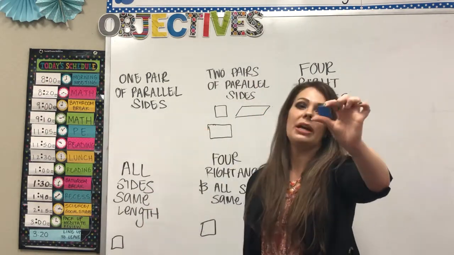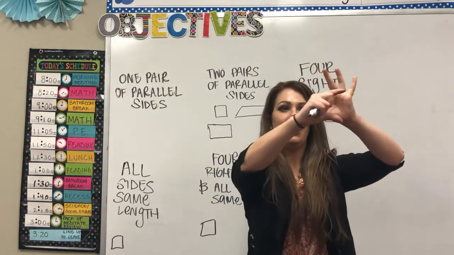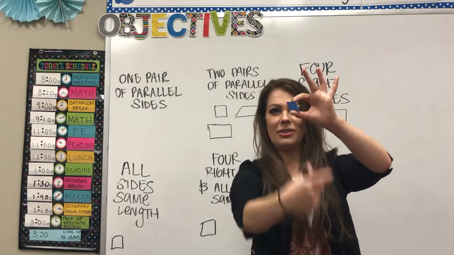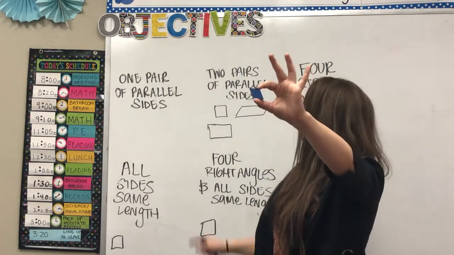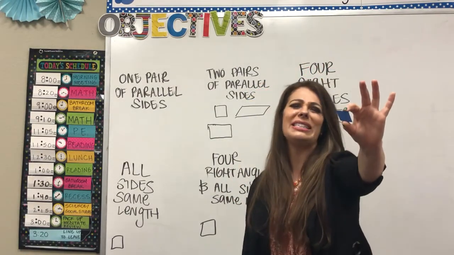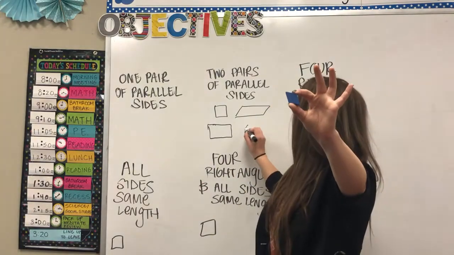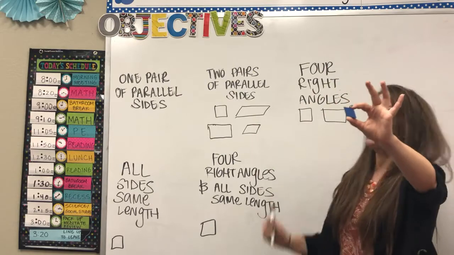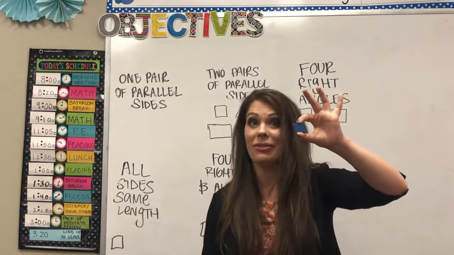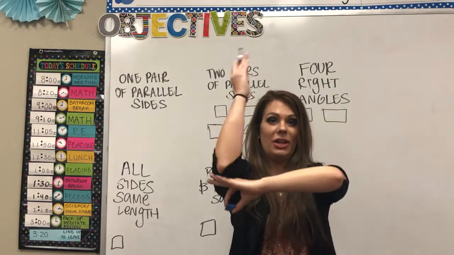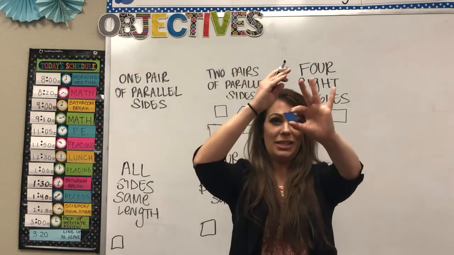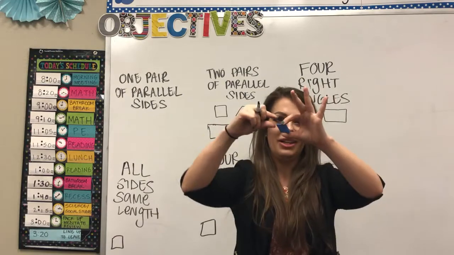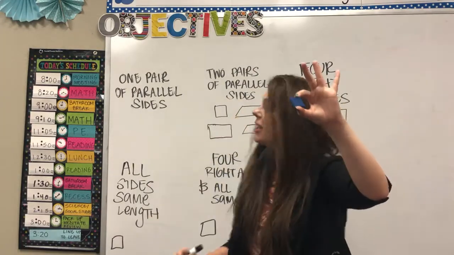Does it have one pair of parallel sides? Let's see. Nope, these are parallel, and this side, those are parallel. What about two pairs of parallel sides? Yeah, we just counted them. Totally two pairs of parallel sides. Four right angles. Ooh, I don't see any right angles there. Remember, our right angle has to look like this, and these angles are pretty skinny. Oh, got a wide angle over here and a skinny angle over there.